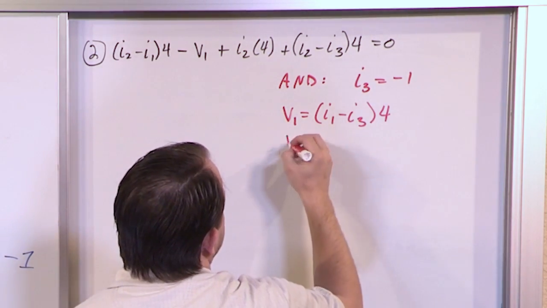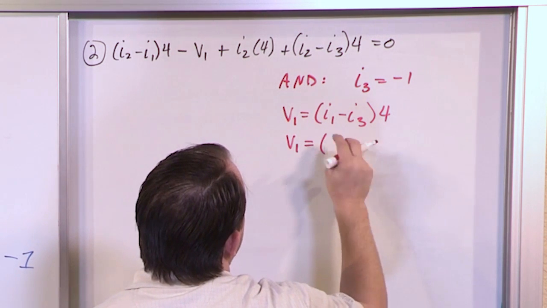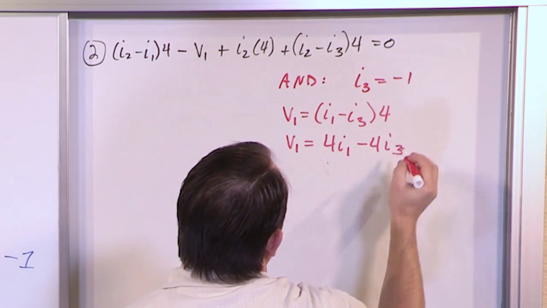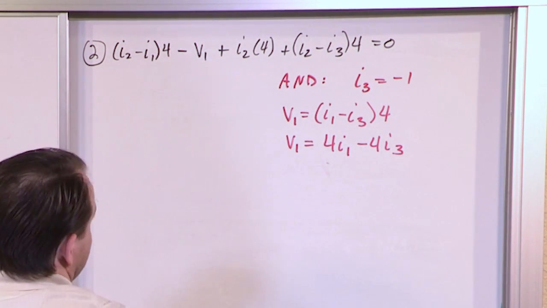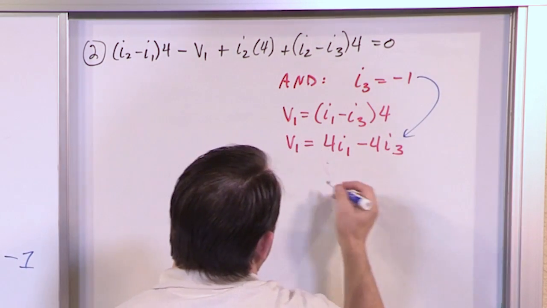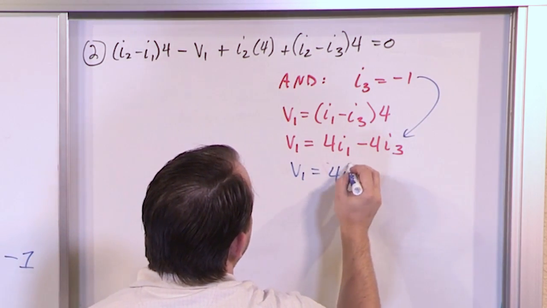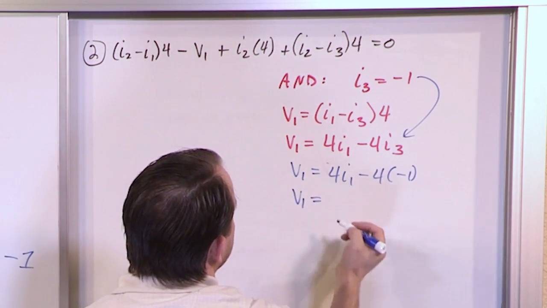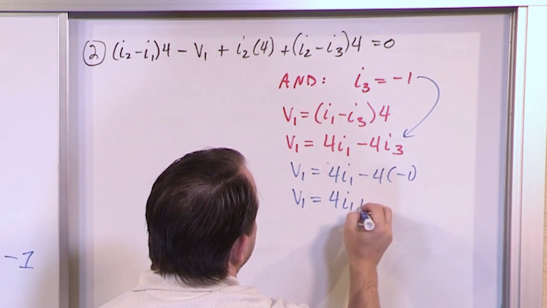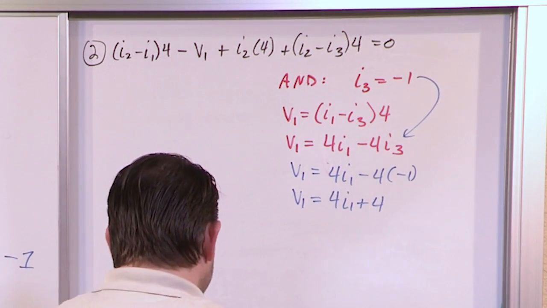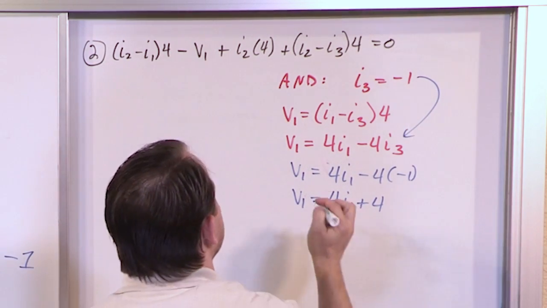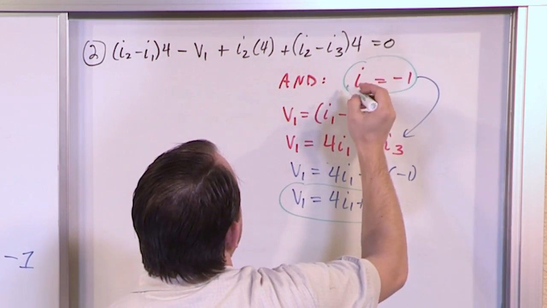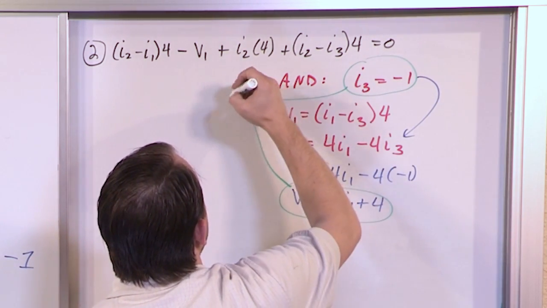So let's go ahead and distribute this in. V1 is equal to 4 times I1 minus 4 times I3, right? But we just said we know what I3 is equal to. So really V1 is 4I1 minus 4 times negative 1. So V1 is 4I1 plus 4, right? So we're doing all this stuff just to save us a little bit of heartache later. We know now what V1 is equal to. We already knew what this was equal to. Let's take both of them and plug them in here.